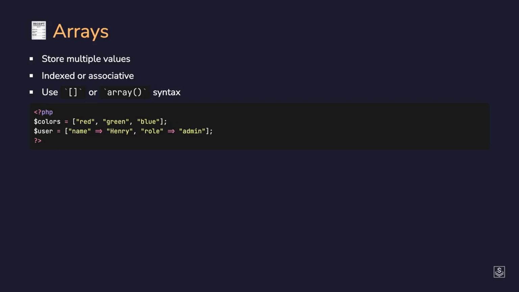$user is an associative array with keys name and role. You can access elements using $array[key]. Arrays are versatile and support nesting, iteration, and manipulation using built-in functions like count, array_push, and foreach.